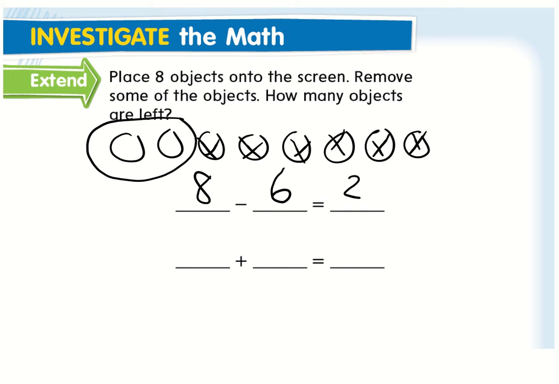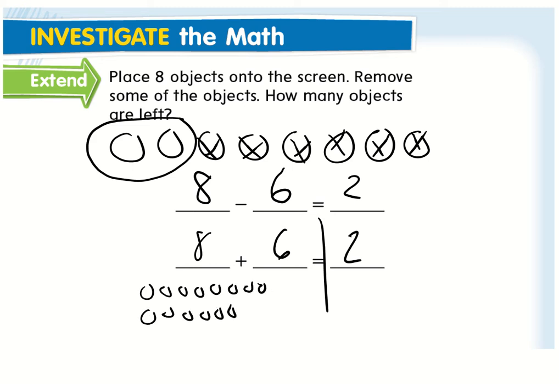Now, how am I going to make this an addition problem? What if I did this? 8 plus 6 equals 2. I use the same exact numbers, so let's check to see if that's going to work. Alright, I've got 1, 2, 3, 4, 5, 6, 7, 8. 1, 2, 3, 4, 5, 6, and then on this side, I only have 1. And hold on one second. This doesn't make any sense.